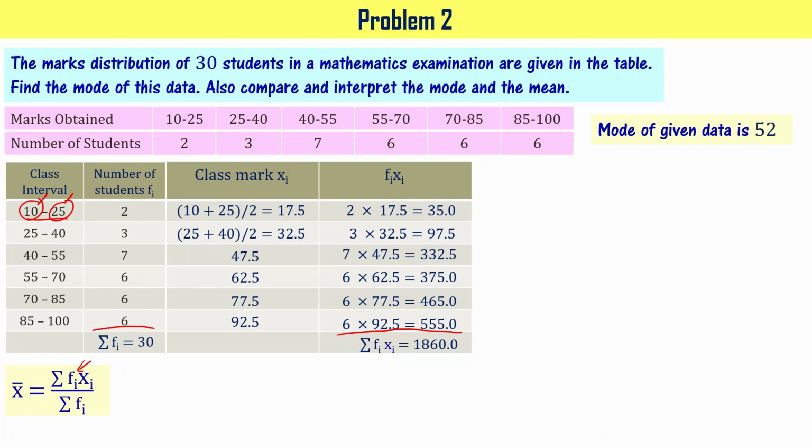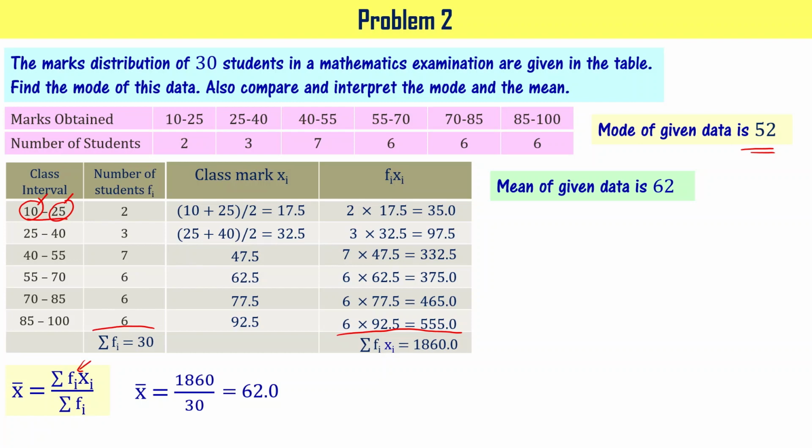Now you substitute these into the formula given, so that X bar is going to be 1860 divided by 30, that is equal to 62. So let me write that mean of the given data is 62, whereas mode of the given data is 52, right?